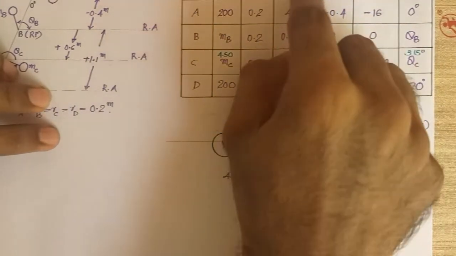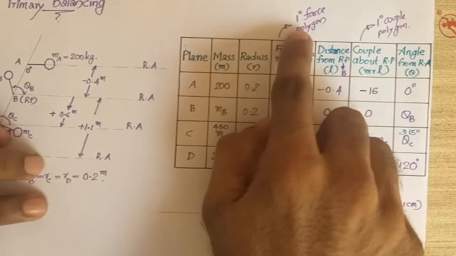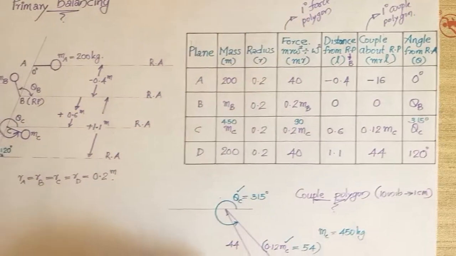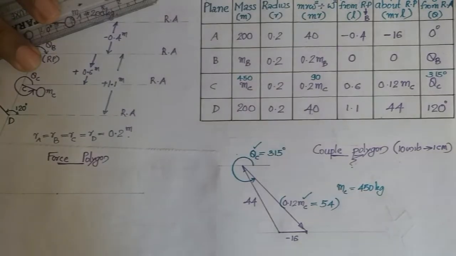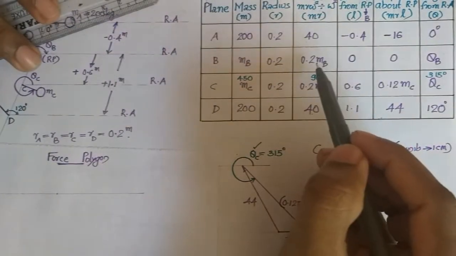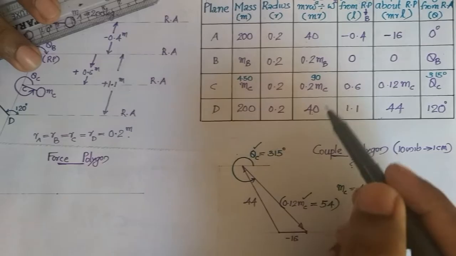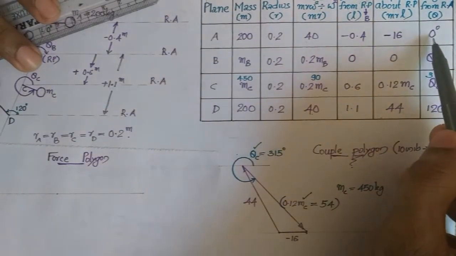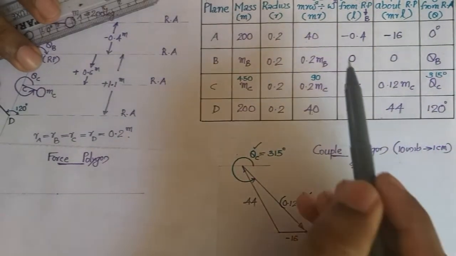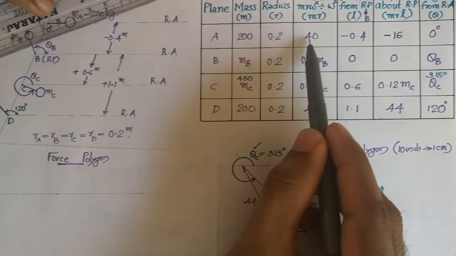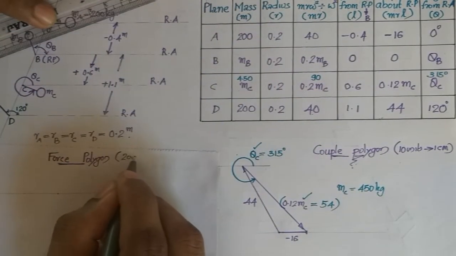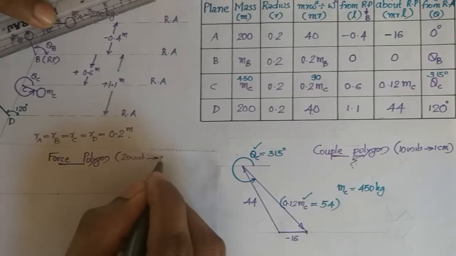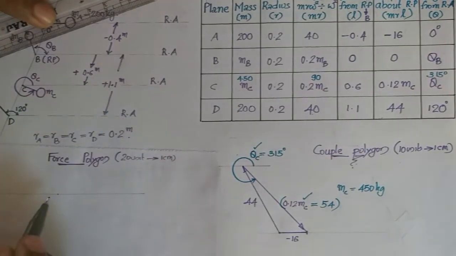Next you have to find the value of MB and theta B, which can be constructed with the help of the primary force polygon. So next we will be drawing the force polygon. While constructing the force polygon, you have four vectors: 40, 0.2 MB, 90 that we obtained now, and 40, and each of these vectors' angular positions are also given. First we will be drawing the 40 unit vector. Before this we will be defining the scale: 20 units will be taken as 1 centimeter. So the first point for beginning the polygon will be marked.